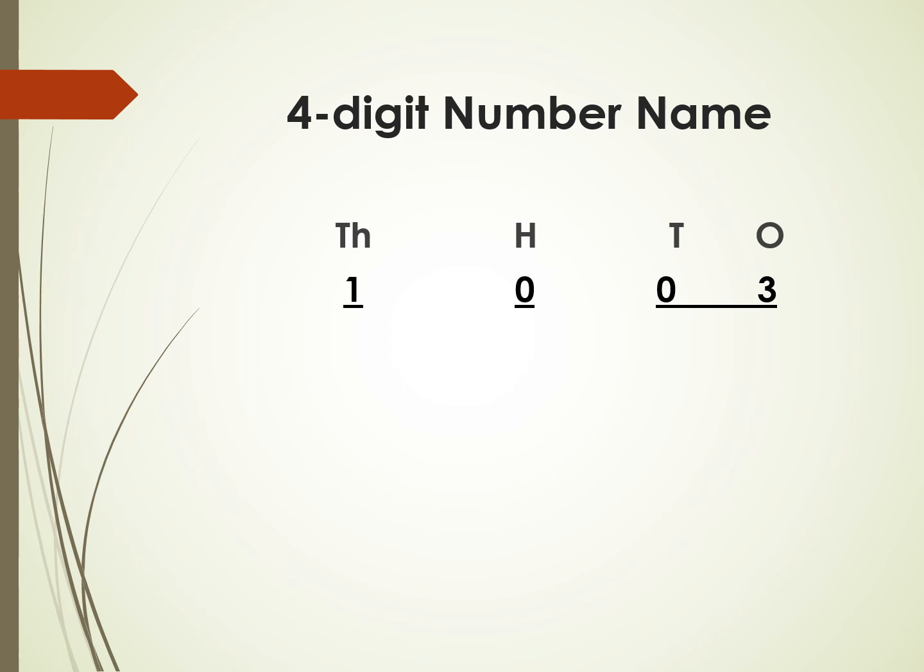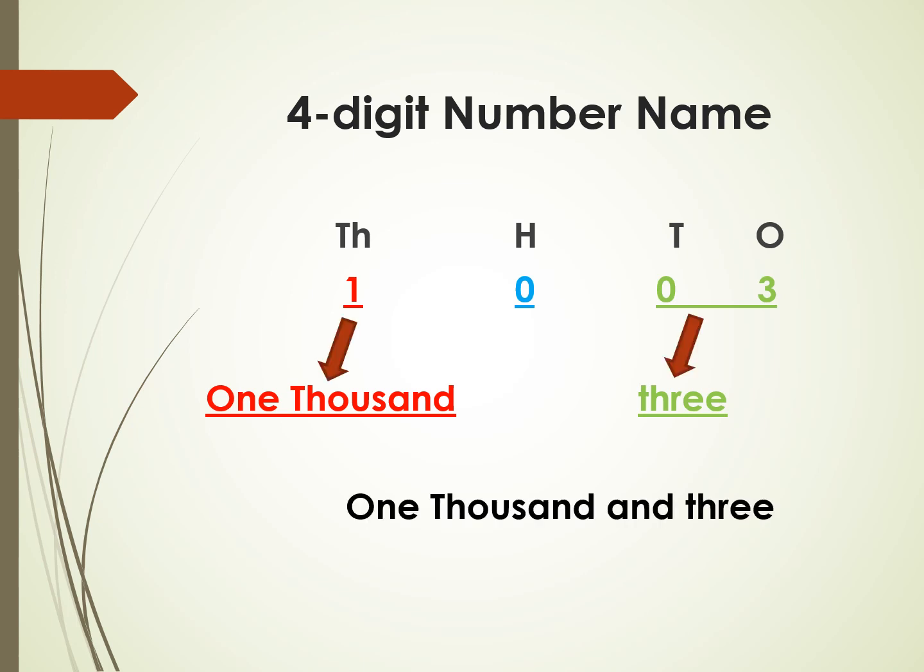Let's take another example. In this number, hundreds column has number 0. 0 hundreds means 0. So while naming a number, such values are not written down. So the respective names will be 1000 from the thousands column and 3 from the tens and ones column. The number name will be 1003.